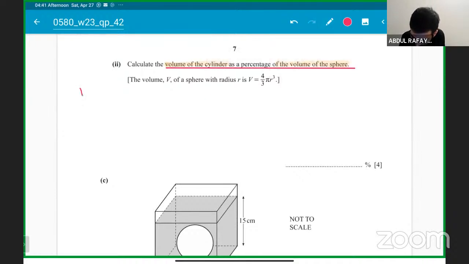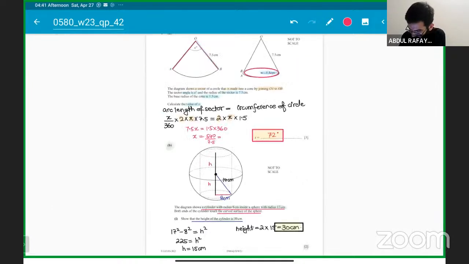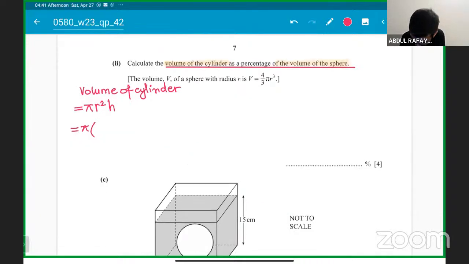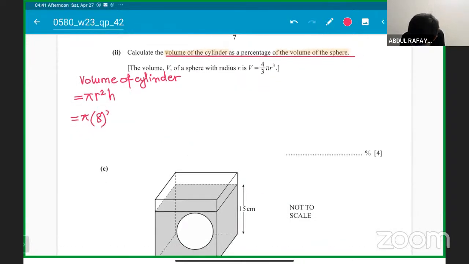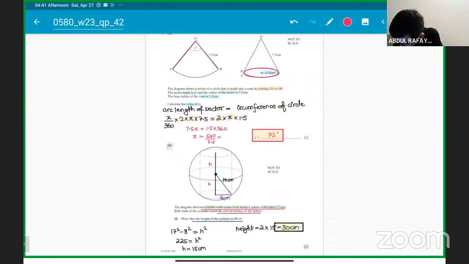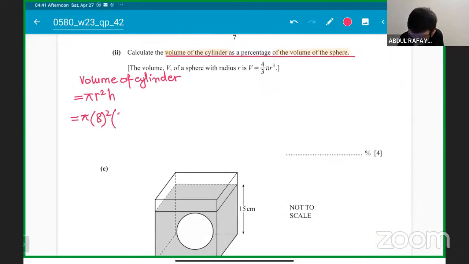So sir, we find the volume of the cylinder, students, because we have the height, everything is given. What is the formula for the volume of a cylinder? Pi r square height. Okay, make sure everyone knows this, pi r square height. So pi into the radius. Radius is 8 centimeter for the cylinder. Height of the cylinder is 30 centimeter.